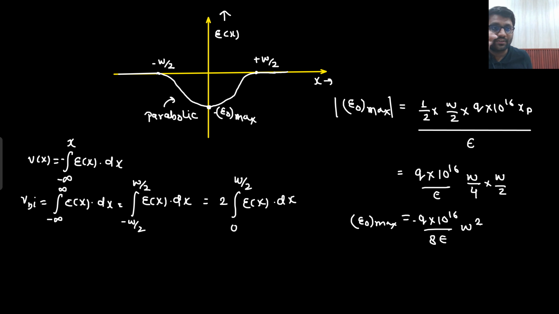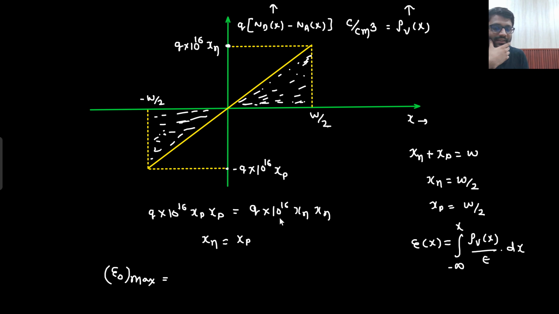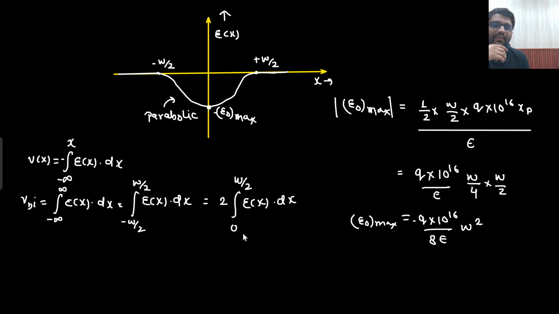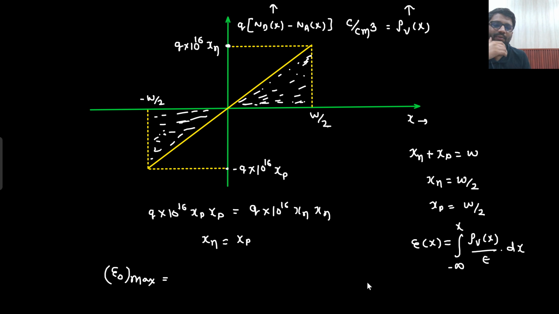If I need to find out the equation of electric field, what would I require? I need to go to this graph. Say yes or no? So what do I require? I require the expression of electric field between 0 to w by 2 only, from 0 to w by 2. So what would I do? I would go to this graph and then I would see what my expression of Ex is.